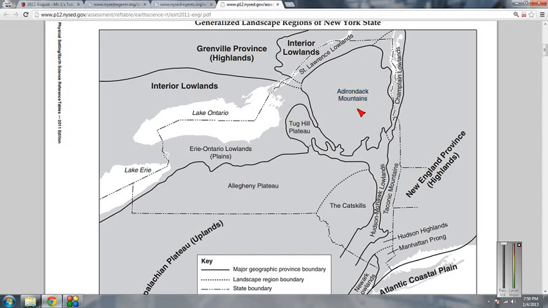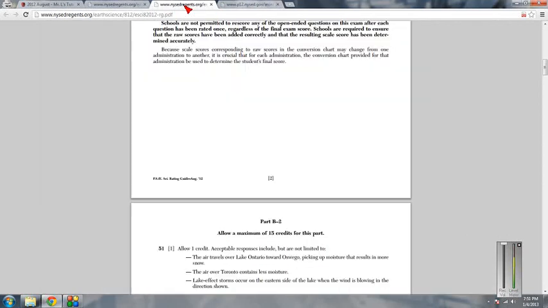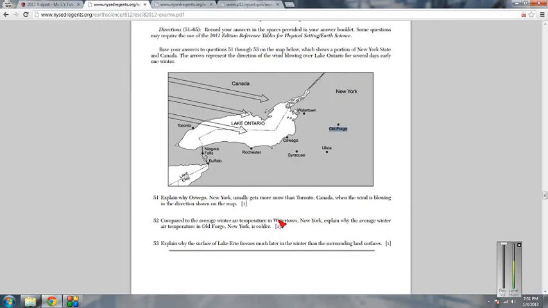So, what do we know about mountains? We have higher elevation. When we have higher elevation or higher altitude, it's going to be colder. So, a correct answer would be: the average winter air temperature in Watertown, New York, is not as cold as Old Forge because Old Forge is located in the mountains at a higher altitude.